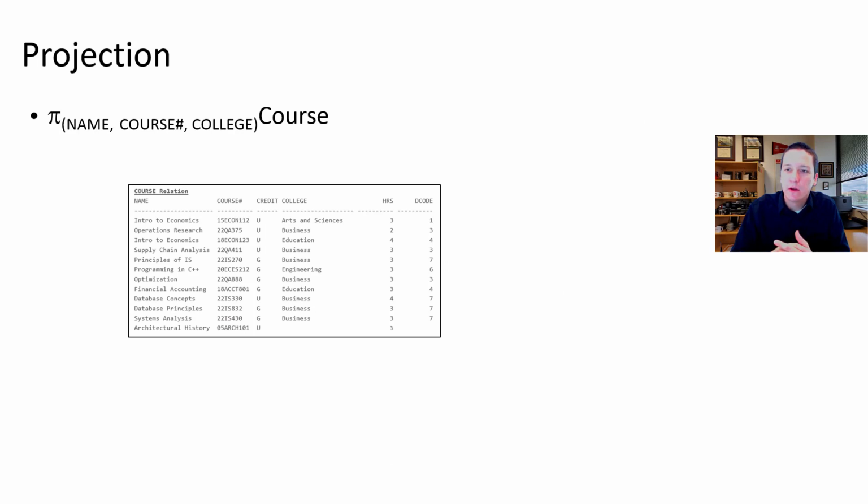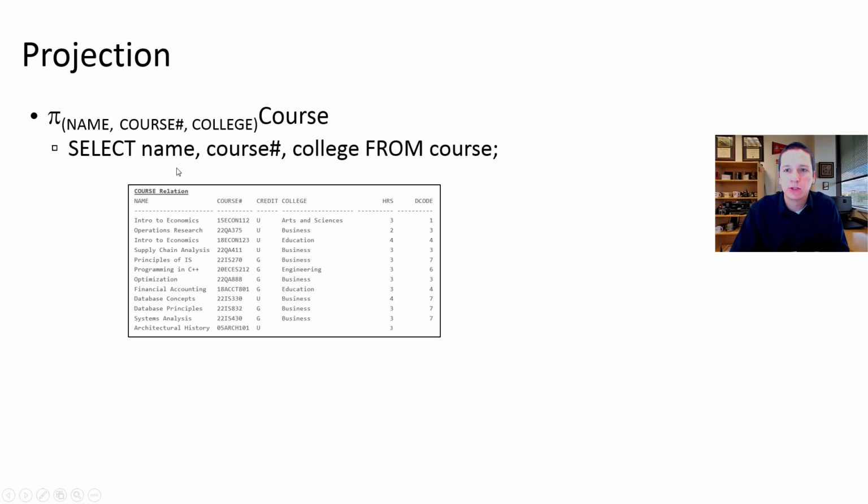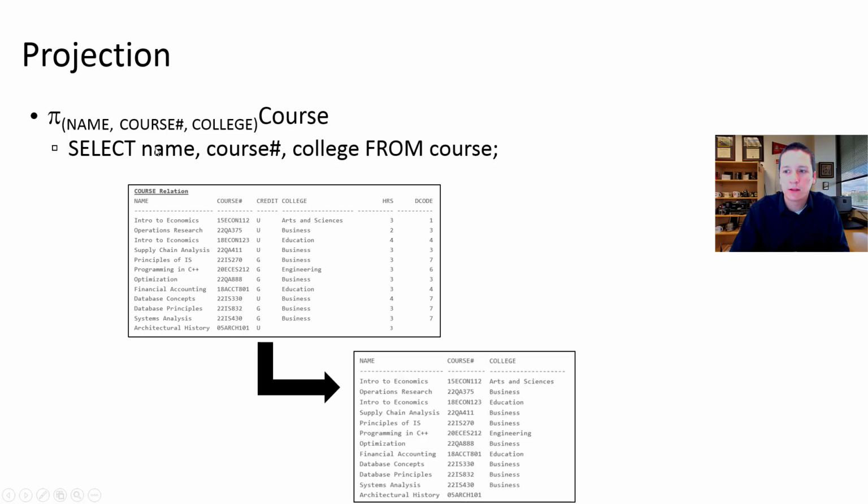Okay, so in this case, we are not selecting, but we are projecting from our course relation. So we're going to project from course these three attributes that we're interested in: name, course number, and college. So we say SELECT name, course_number, college FROM course. This is the comma separated list of attributes that we want to project, and we would get in result a new relation that has a reduced degree, or a reduced number of attributes.